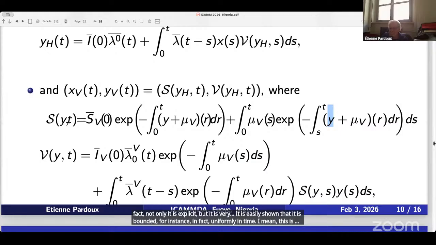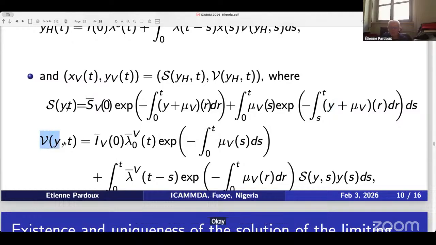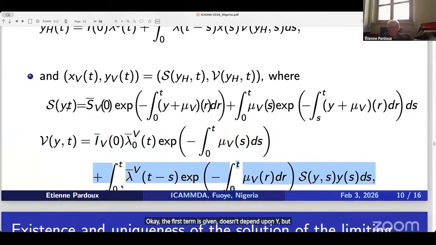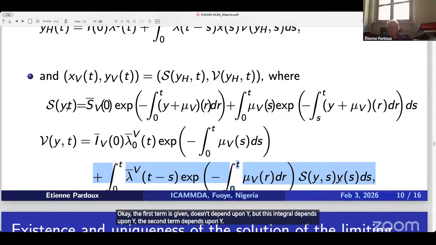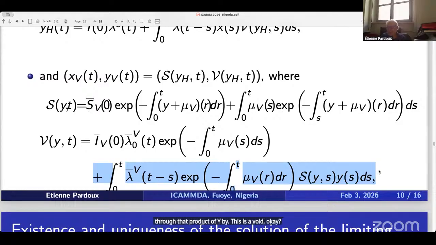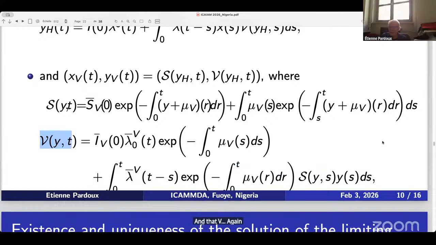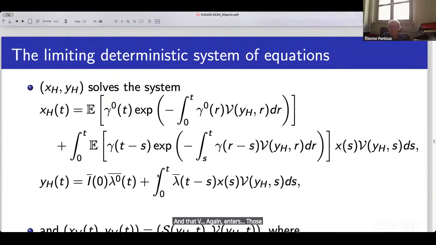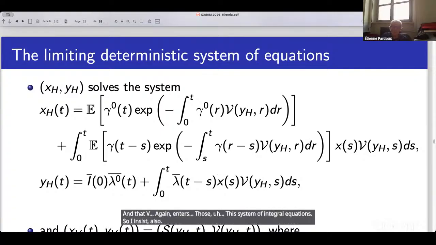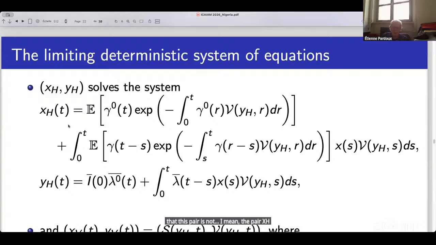But the next expression is really a bit more complicated. You see now this V of y_t, you need first to have defined S in order to define V. So V of y_t, in fact, also is an explicit function of y, but much more complicated. First, you have this functional which appears here, then you multiply by y. The first term is given, doesn't depend upon y, but this integral depends upon y. The second term depends upon y through that product of y by this S of y. So it's an explicit function, but not so simple. And that V again enters this system of integral equations. So I insist also that this pair x_h, y_h is not a solution of an ordinary differential equation.